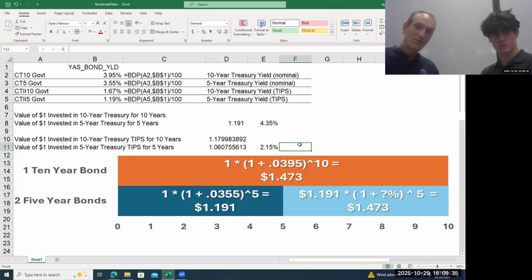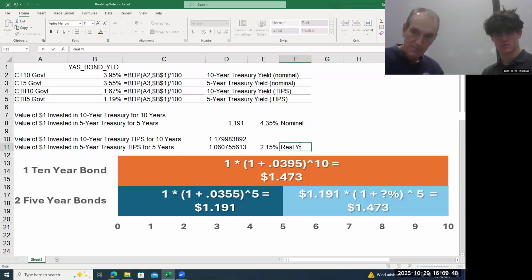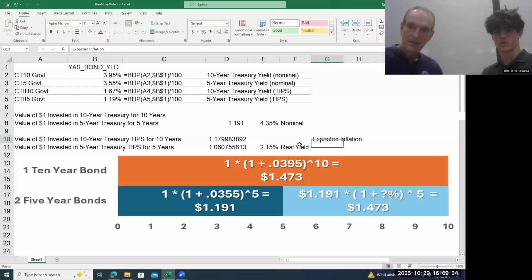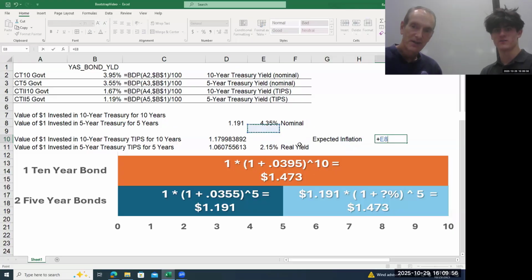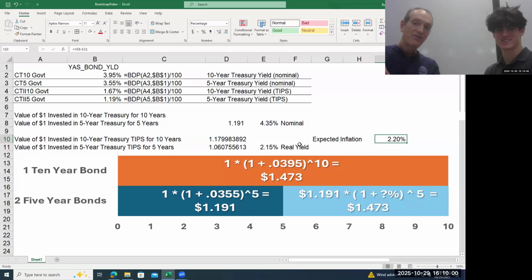And so what does this tell you? Well, in 5 years, we think the 5-year bond is going to be yielding 4.35 on a nominal basis. But the real yield, we expect it to be 2.15. What does that mean expected inflation is going to be? 4.35 minus 2.15. So the bond market thinks inflation in 5 years, for years 6 through 10, will be 2.2%.